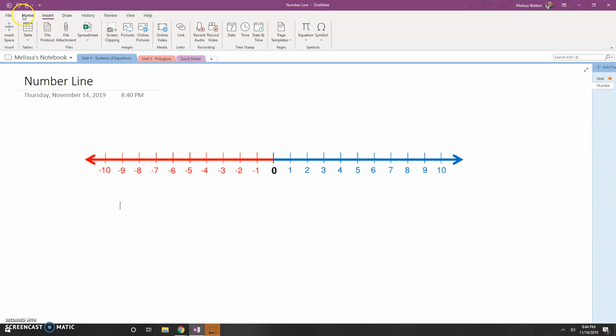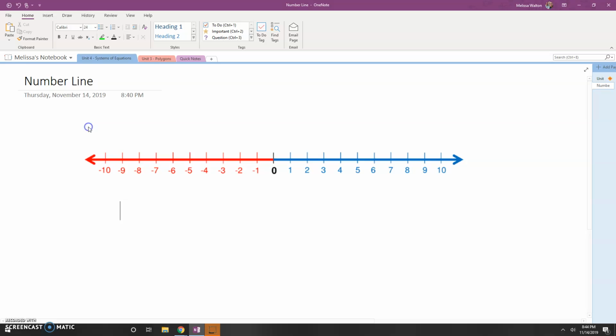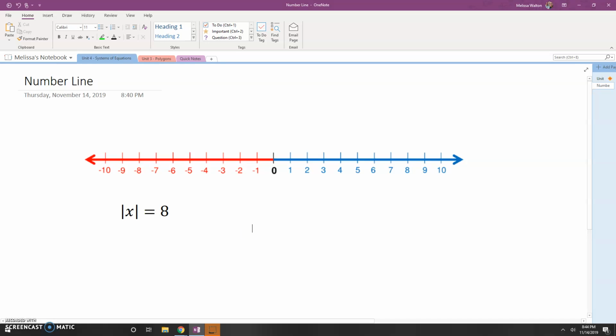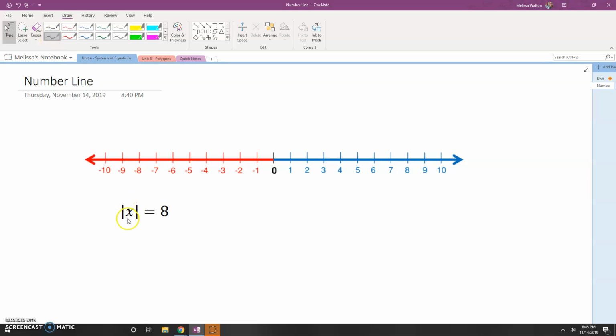So I want to go ahead and pose this question to you. Let's say that we were given this equation here. We have the absolute value of x is equal to, we'll go with 8. So the absolute value of some number is equal to 8. Now you guys might be thinking, oh, that's a really easy question, Mrs. Walton. Well, that number would have to be 8. And you are correct. 8 is 8 units away from 0. However, we actually have another solution as well. Not only is 8 a solution, but also -8 is a solution here.